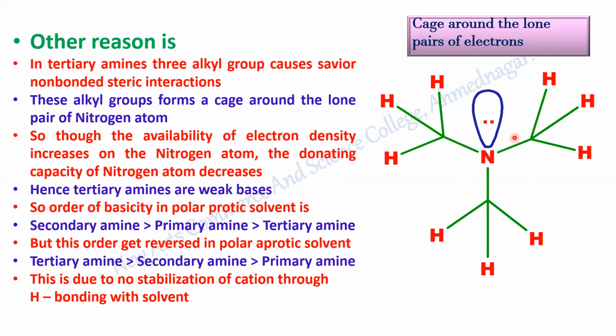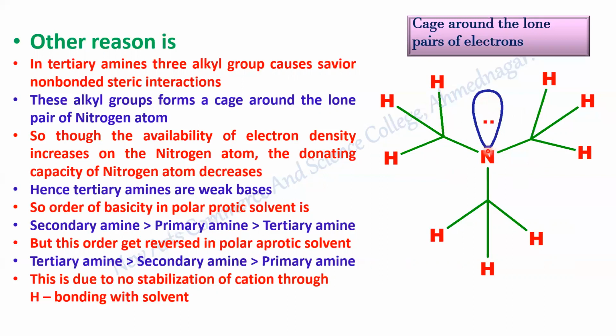So this is a tertiary amine, with this 3-methyl group. Because of this 3-methyl group, there is a severe non-bonded steric interaction. Because of these interactions, whatever lone pair of electrons are there on this nitrogen are under the influence of a cage. So these three alkyl groups form a cage around the lone pair of electrons.